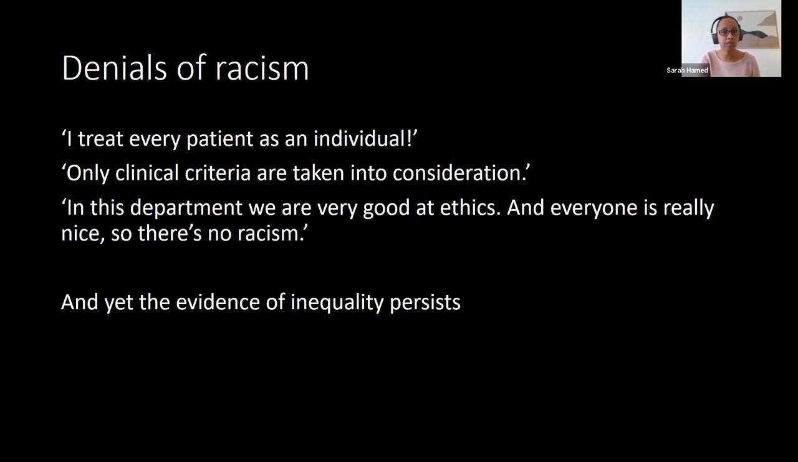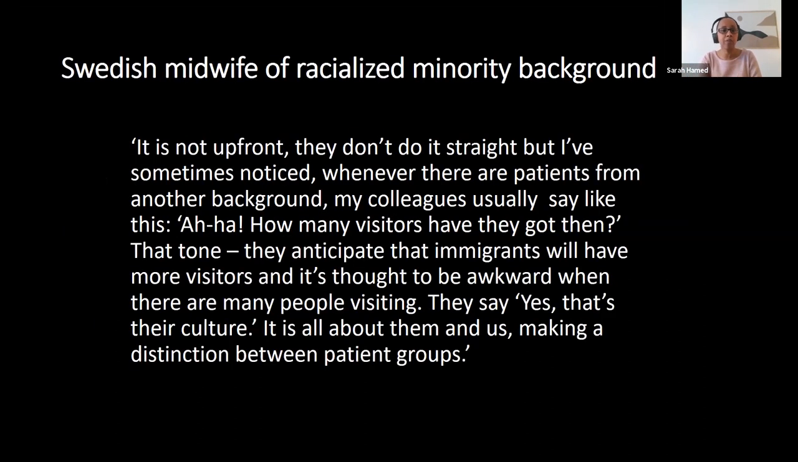So they would say, I treat every patient as an individual, or only clinical criteria are taken into consideration, or in this department, we're very good at ethics and everyone is really nice, so there's no racism. So there exists a denial of racism in healthcare, but we do have evidence of inequality that persists. So there's a paradox between seeing healthcare as neutral and objective and rational, and how healthcare staff see themselves as good at ethics and only taking clinical criteria into consideration, and the evidence of inequality and racism in healthcare that we see. So that paradox, we need to move beyond just describing it by theorizing, by looking at theory. Theory can also, in my case, have been helpful in understanding the subtleness of racism, because racism is mostly subtle.